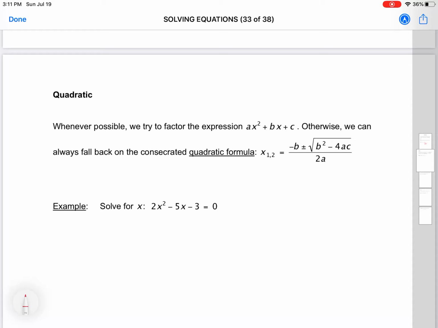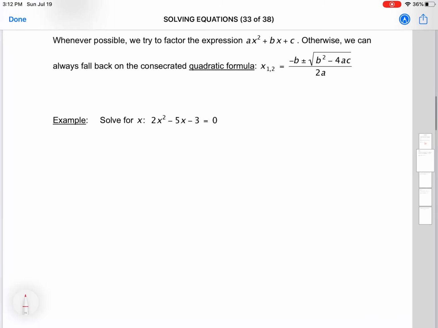So remember, quadratic is x to the power 2. So we are looking at solving ax squared plus bx plus c is equal to 0. So we can try to factor. If that doesn't work, we can always fall back on the good old minus b plus or minus the root of b squared minus 4ac over 2a. Why don't we do this example both ways? So let's see if we can actually factor this one.